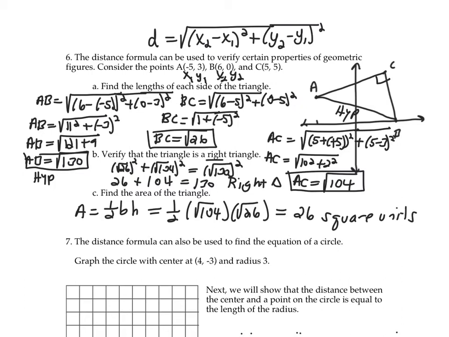And you can use your calculator for that. Just make sure when you hit that square root key, know that your calculator puts parentheses in. Make sure you close those parentheses.